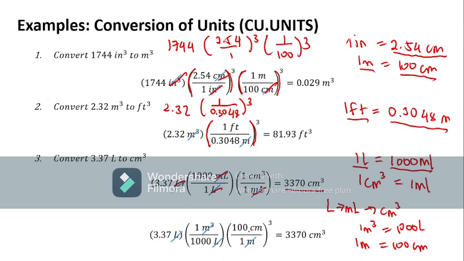Since this is raised to 3, ito raised to 1 lang, itong buong conversion na to naka-raised to 3. Ito lang i-raise to 3 nyo, hindi kasama to. Okay? So, the answer is still the same, 3,370 cubic centimeter. Now, is it possible to convert square centimeter to cubic centimeter? No. It should be square unit to square unit, or cubic units to cubic units. Okay?